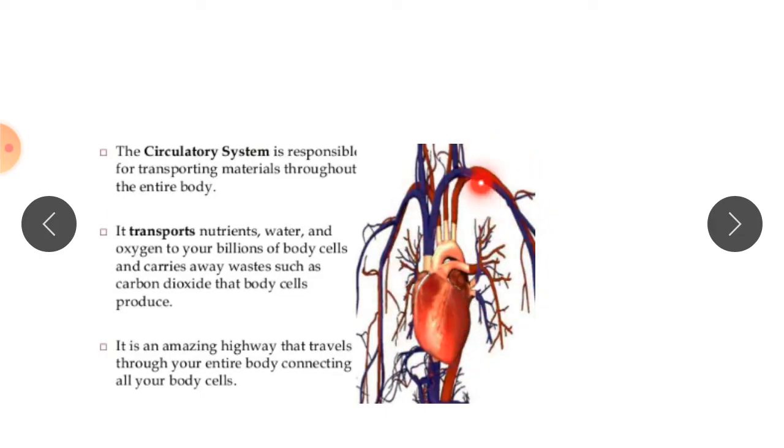Actually, the circulatory system is responsible for transporting materials throughout the entire body. It transports nutrients, water, and oxygen to your billions of body cells and carries away waste such as carbon dioxide that body cells produce. Students, it is an amazing highway that travels through your entire body, connecting all your body cells.